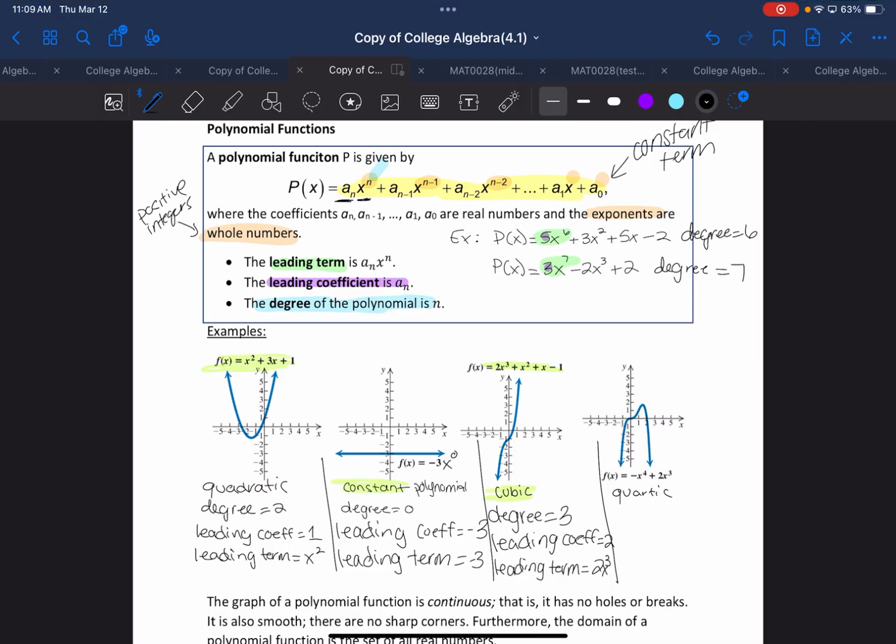And then the last one, the degree is 4. And so this is called a quartic. And the leading coefficient is -1. And the leading term is the entire -x to the 4th power, because that's the term with the largest exponent. Okay.